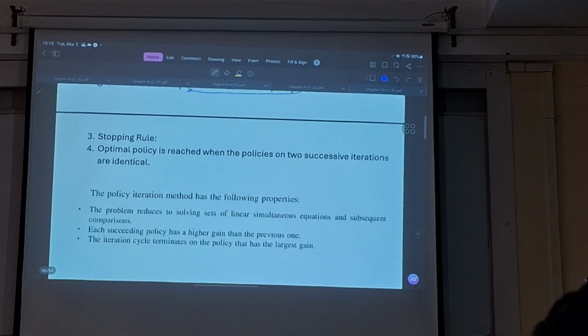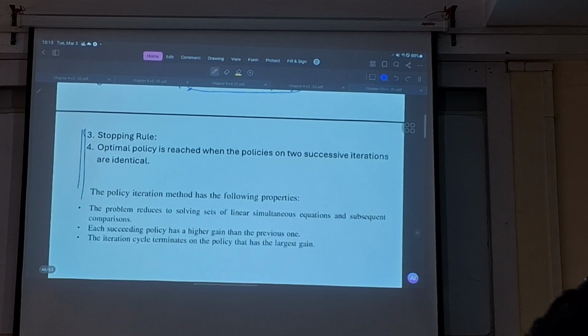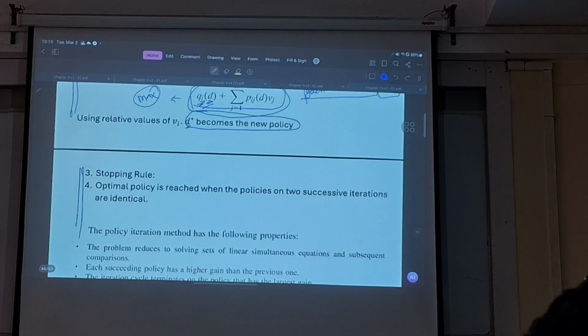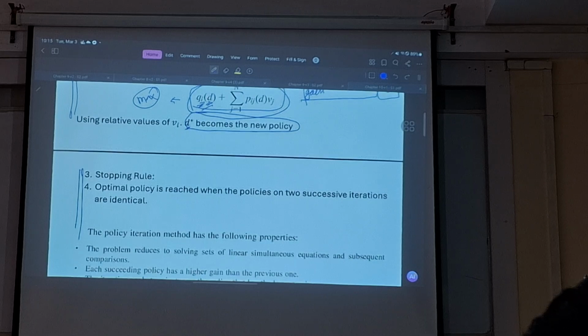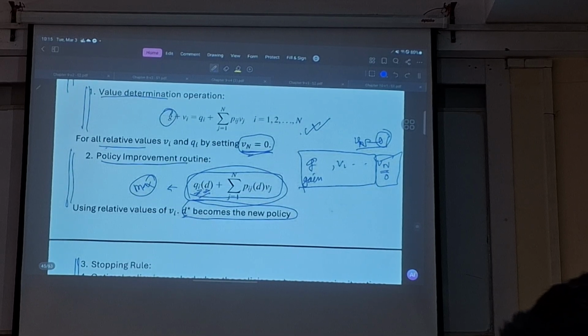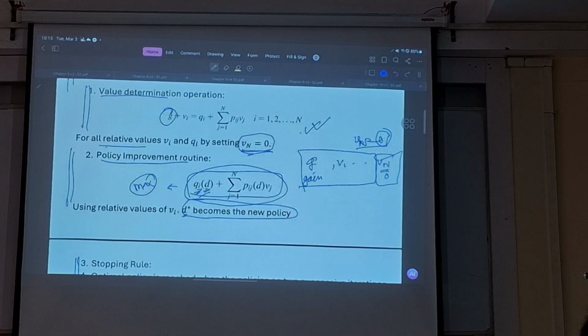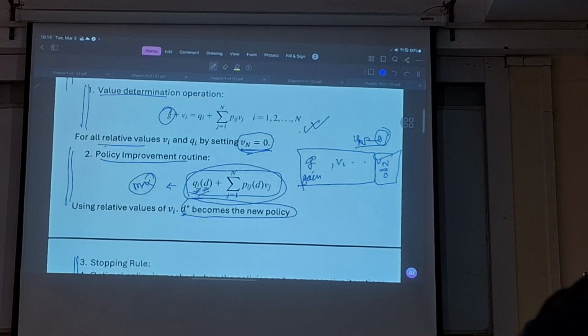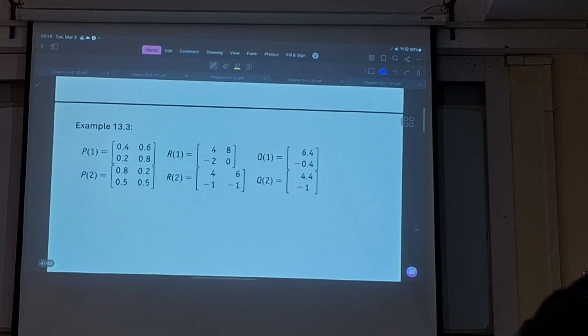So what is the stopping rule? When in two successive iterations the policy remains the same, we say the algorithm converges. It will be clearer with an example.